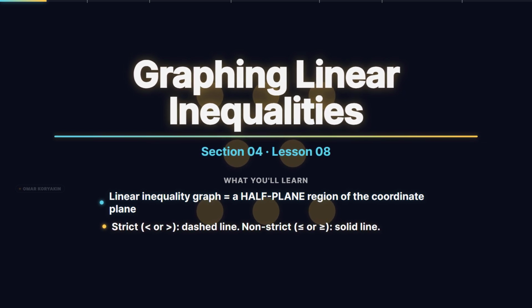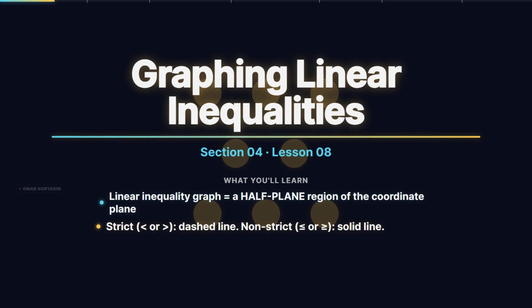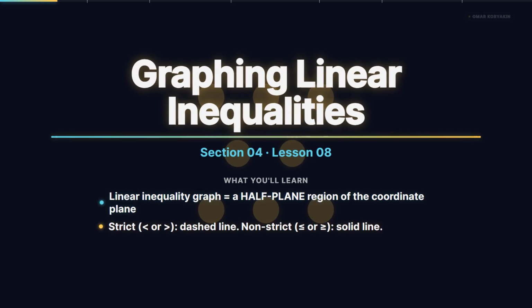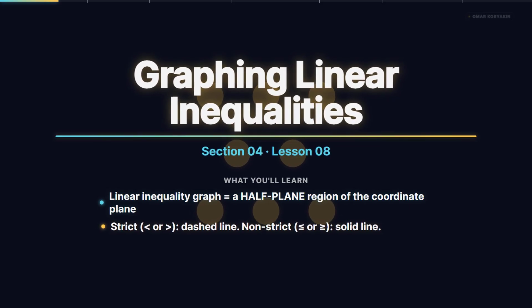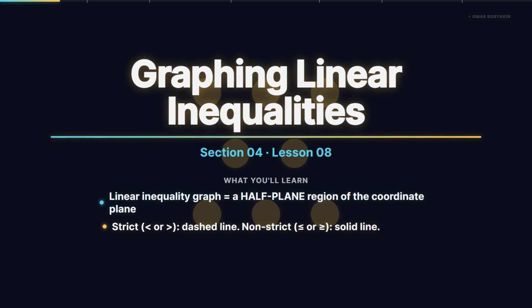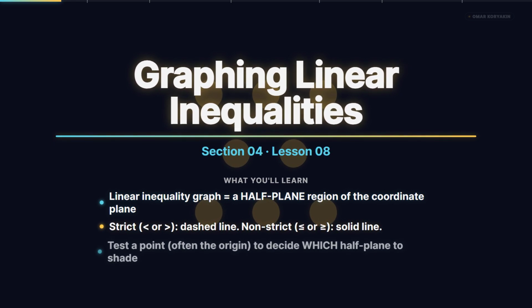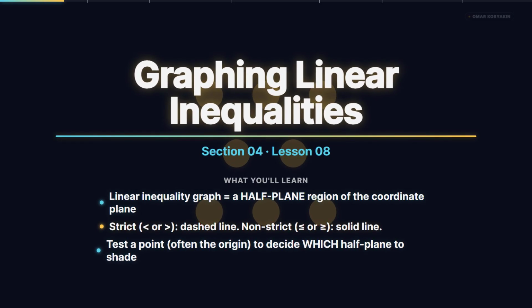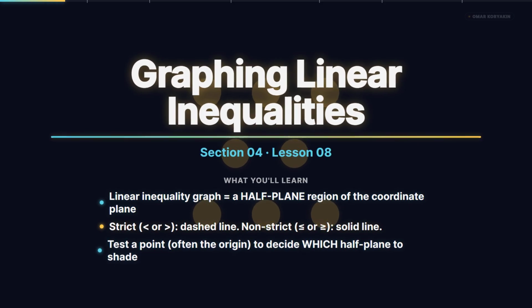Second idea. The boundary line is drawn as solid or dashed depending on the strictness of the inequality. For non-strict inequalities, the symbols less than or equal to and greater than or equal to, the boundary line is drawn solid because the points on the line itself are part of the solution. For strict inequalities, less than and greater than, the boundary line is drawn dashed because the points on the line are not part of the solution. The line style convention is universal in algebra textbooks and standardized tests, and getting it right is one of the small craft moves that separates careful students from careless ones.